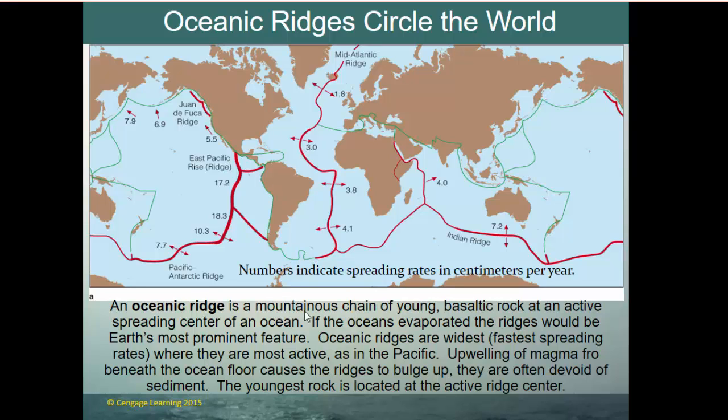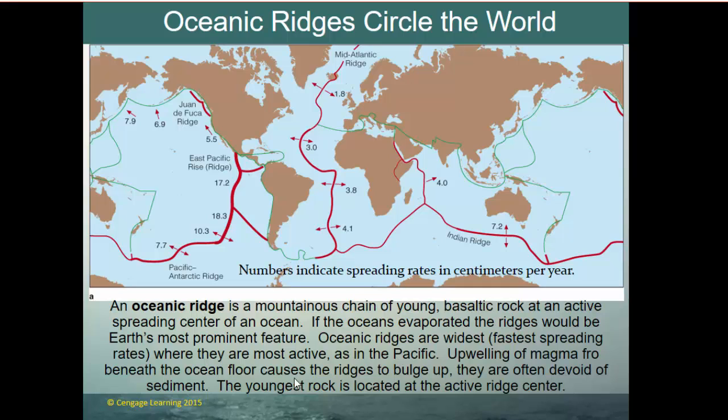So an oceanic ridge is a mountainous chain of young basaltic rock at an active spreading center of the ocean. If the ocean evaporated, the ridges would be Earth's most prominent feature. Ocean ridges are widest where spreading rates are fastest and most active, like in the Pacific. So it's really rapidly spreading in the Pacific, and that's where they are the biggest.